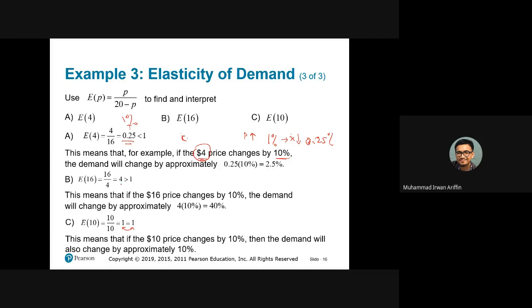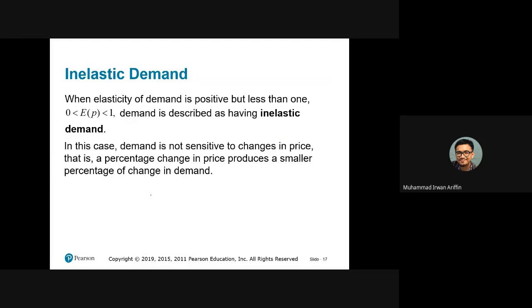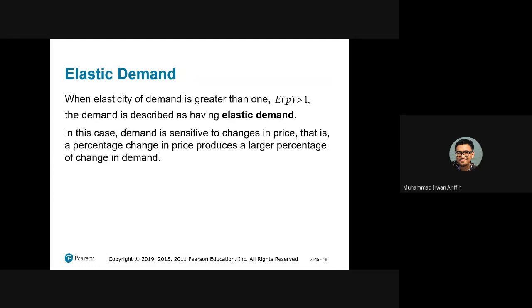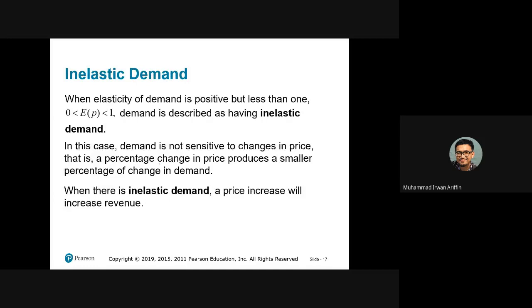While in case B, the price is already expensive, already high, $16. If you were to increase the price by 10%, surely demand would fall by a bigger amount. In this case, people would be sensitive because it is already expensive enough. I'm going to leave all this reading to you. When the elasticity is less than 1, we describe it as inelastic demand because the consumers are not sensitive to changes in price.